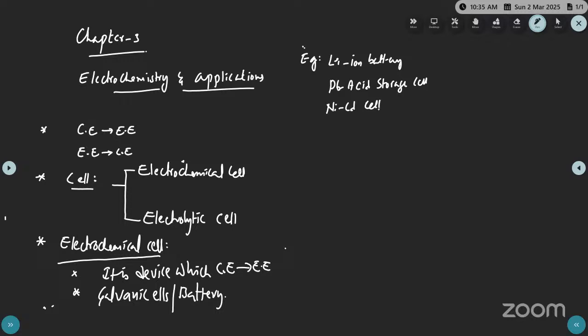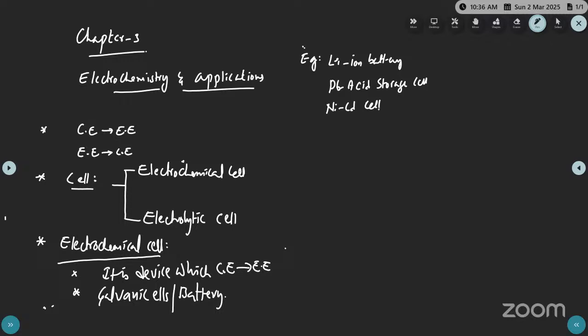Electrochemical cells are the devices which convert chemical energy into electrical energy. What type of chemical reactions take place in the cells? Redox reactions, that is, oxidation and reduction reactions. They take place at the respective electrodes, and by the redox reactions the cell generates the current. In upcoming topics, we will see how the cell generates the current. So this is the electrochemical cell.